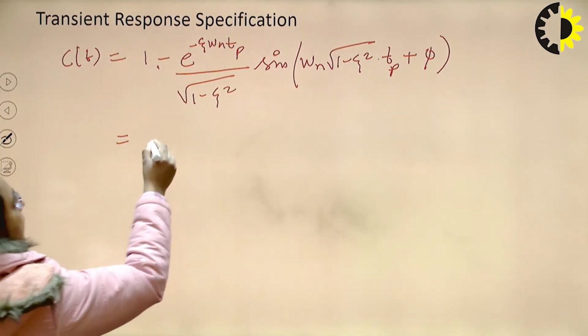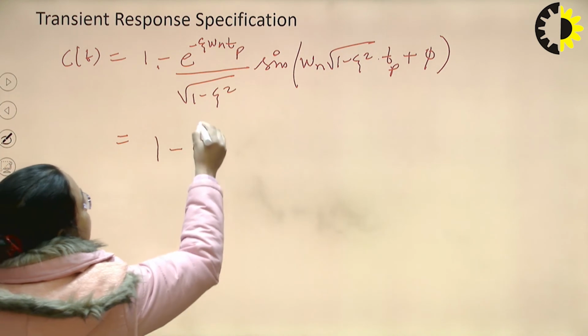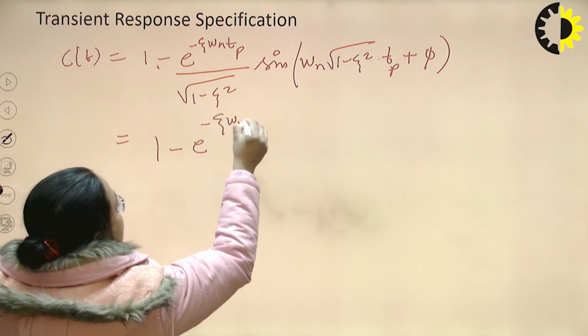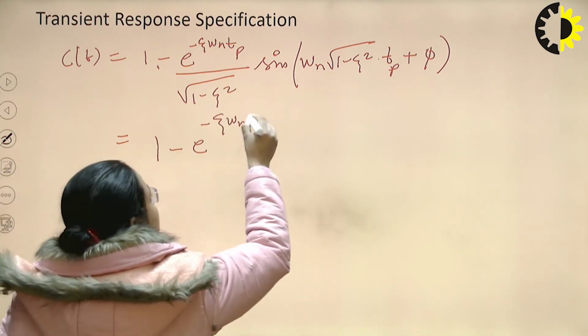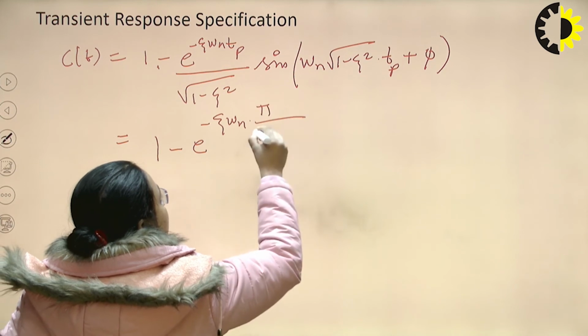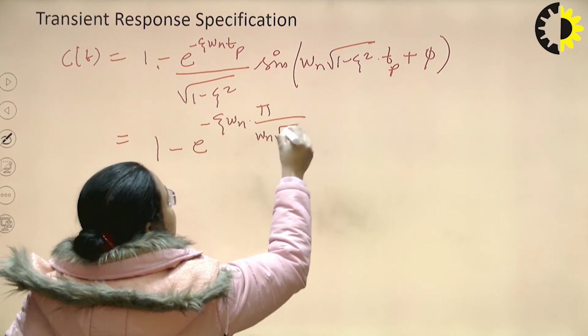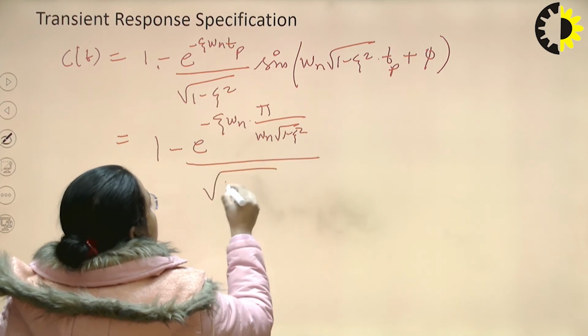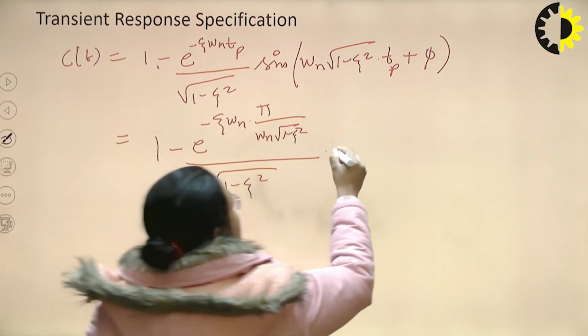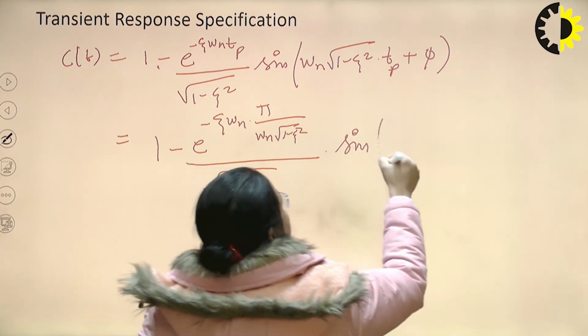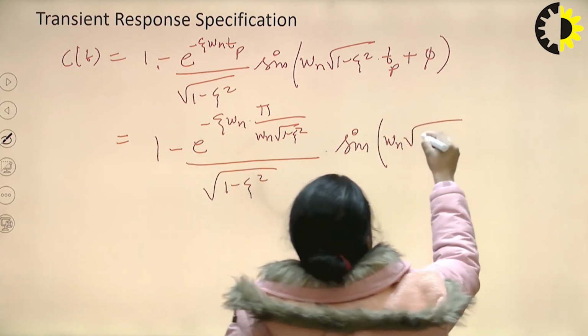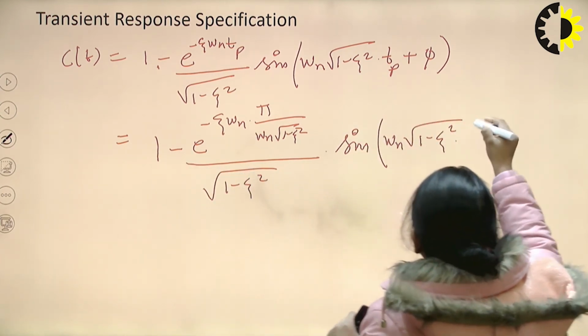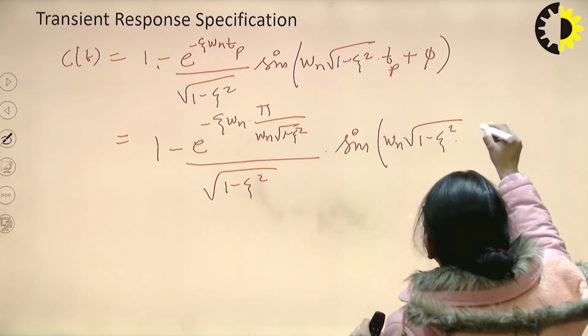So I can directly put the value of Tp, which is pi upon omega n under root 1 minus zeta square, upon 1 minus zeta square here, and in this also sine of omega n under root 1 minus zeta square into, what is the value of Tp?